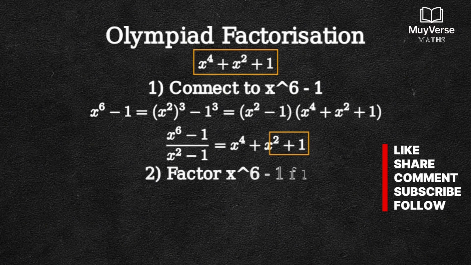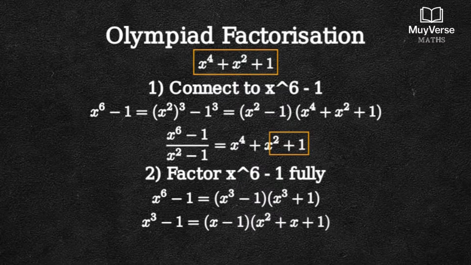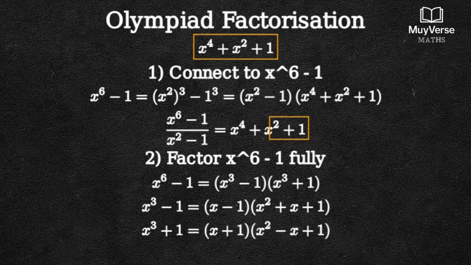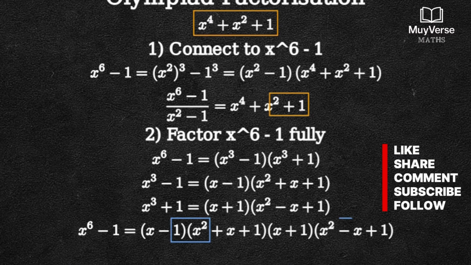Step 2. Factor x to the sixth minus 1 completely. First, as a difference of squares of cubes, x to the sixth minus 1 equals (x cubed minus 1) times (x cubed plus 1). Now factor each cubic. x cubed minus 1 equals (x minus 1) times (x squared plus x plus 1). And x cubed plus 1 equals (x plus 1) times (x squared minus x plus 1). Putting it all together, we get 4 factors in a row.